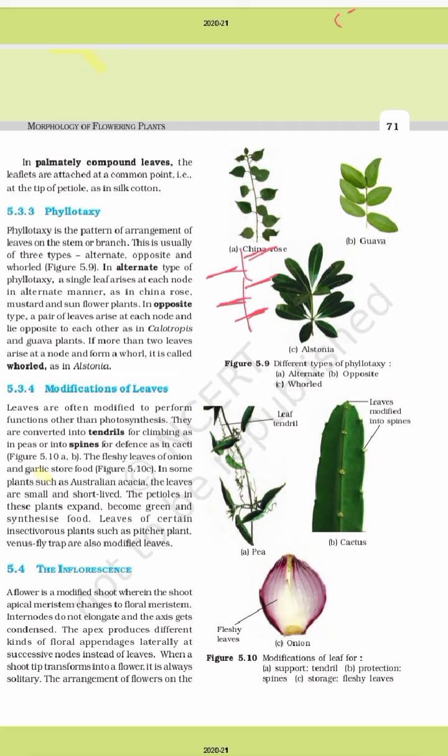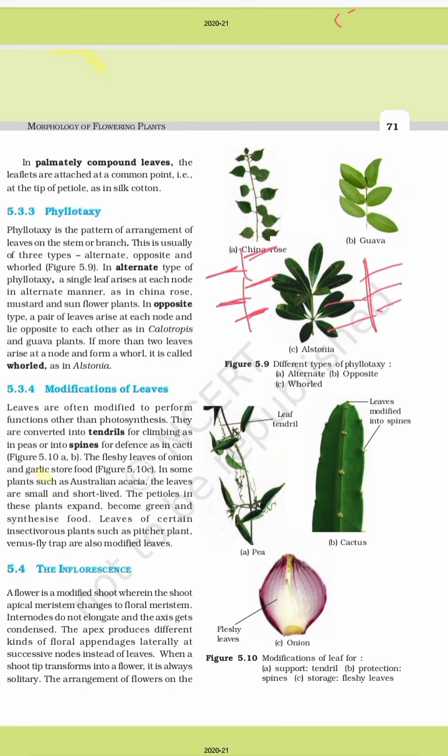Second is opposite. Opposite means a pair of leaves arise at each node. In one node, two at the same time, right? Here one, here one. And then whorled: more than two leaves arise at a node. It means a group. You can see if this is my point, from here many leaves will grow. So phyllotaxy is very easy, three types: alternate, opposite and whorled.